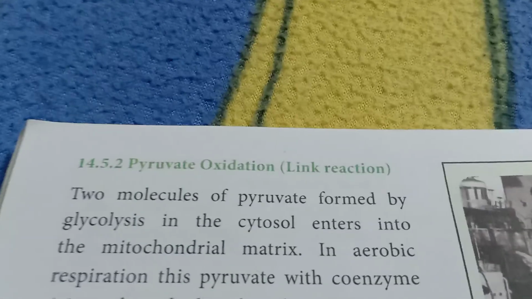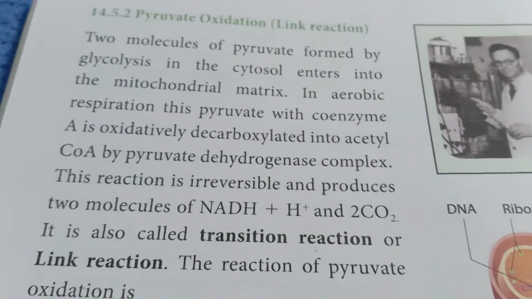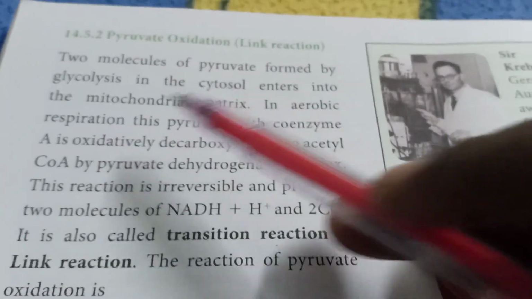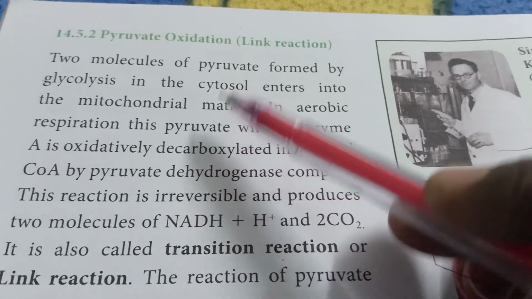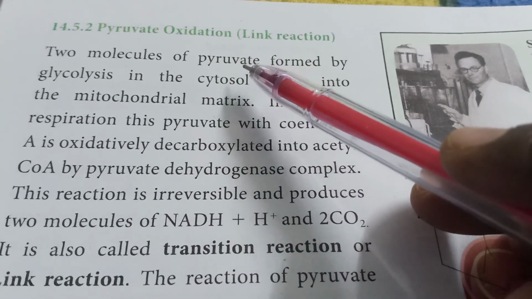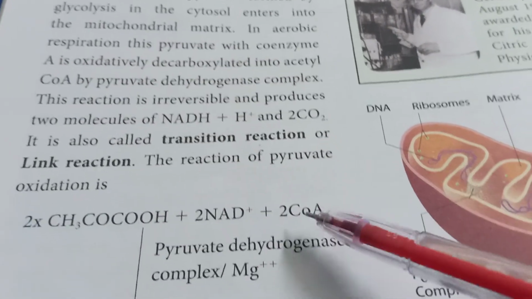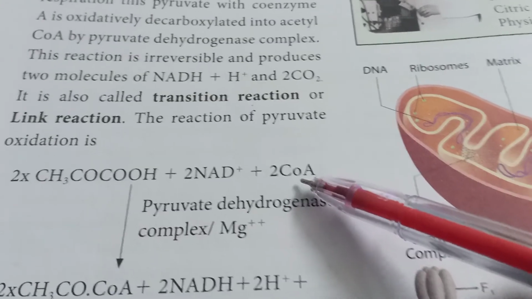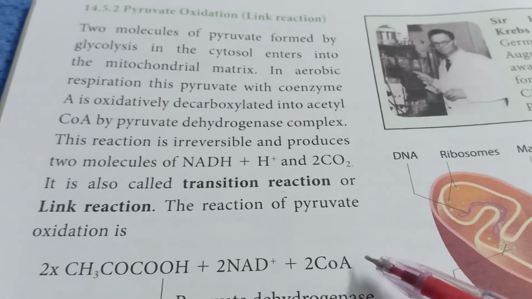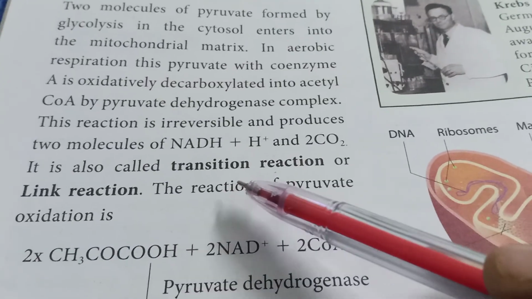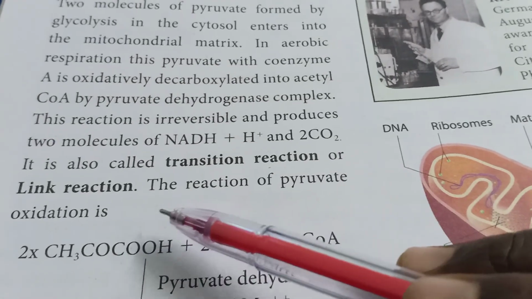The second step, pyruvate oxidation, that is the linkage. What happens in the linkage? I have already told. It takes place in the mitochondrial matrix, where the pyruvic acid is converted to carbon dioxide. Okay, that is, the pyruvic acid is converted to acetyl coenzyme A. So this is what takes place in the link reaction, in the mitochondrial matrix. It is called a transition reaction or a link reaction because it is an intermediate step.